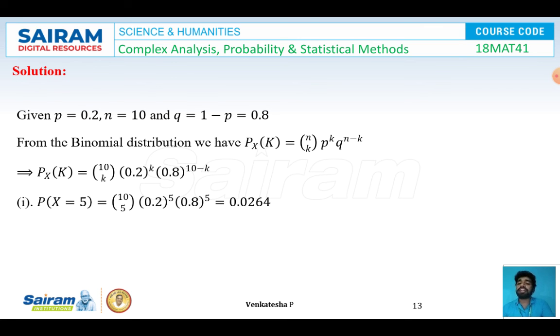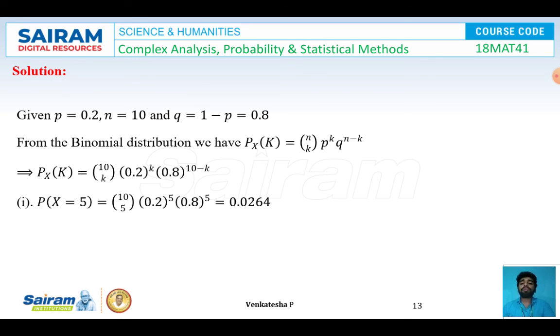Since they have given that P is equal to 0.2 and N is equal to 10, that is the number of lines, I'm taking N equal to 10. Since we have P equal to 0.2, we are able to find the value of Q also. Q is nothing but 1 minus P. So I'll be getting 0.8 after replacing P equal to 0.2 in this expression. So I got Q equal to 0.8.